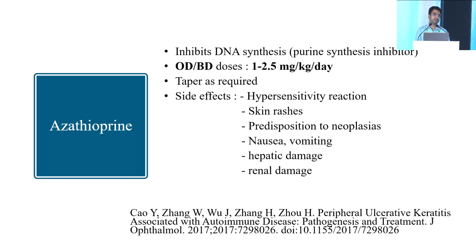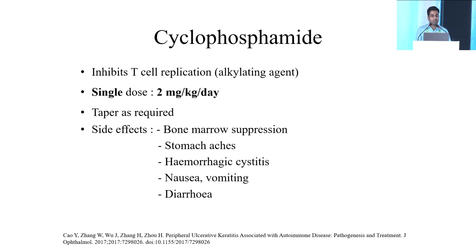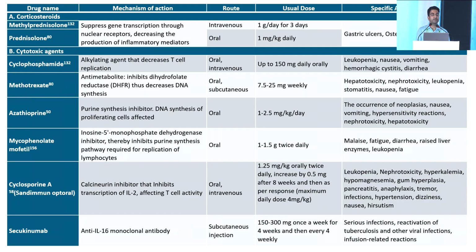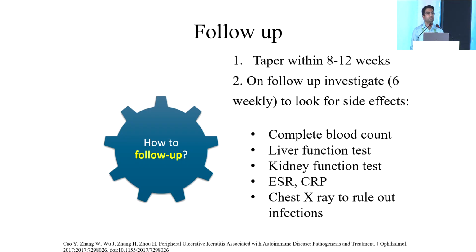Next is azathioprine, which is a DNA synthesis inhibitor, and it is given at a dose of 1 to 2.5 milligram per kilogram, OD or BD doses. Side effects include skin rashes and predisposition to neoplasias. Cyclophosphamide is also an inhibitor of T cells, which is an alkylating agent, and a single dose of 2 milligram per kilogram per day can be given. Side effects are bone marrow suppression, as well as other common side effects like nausea, vomiting, diarrhea. So this is a whole list of immunomodulatory agents which you can use with the dosage as well as the specific side effects. So how do you follow up these patients?